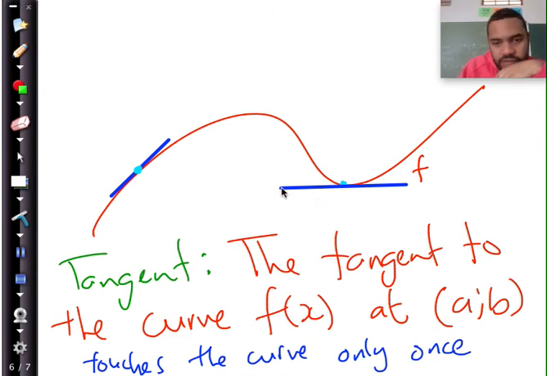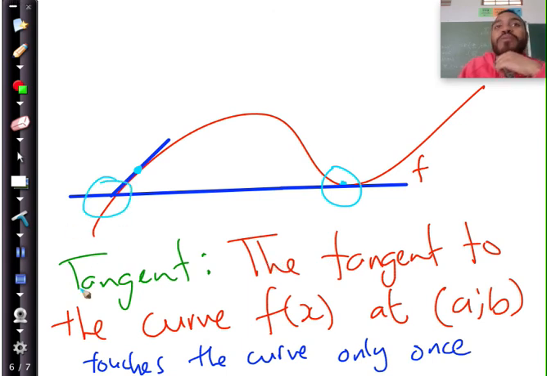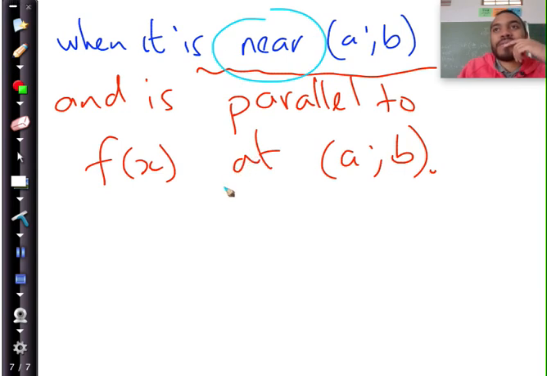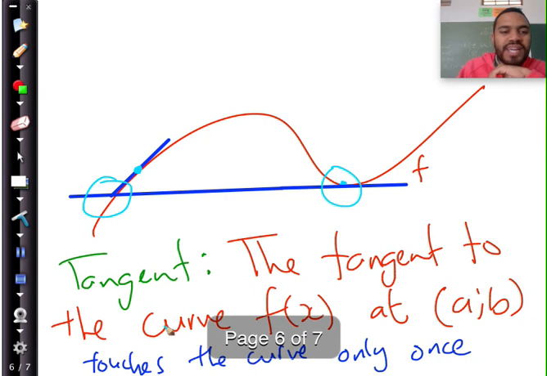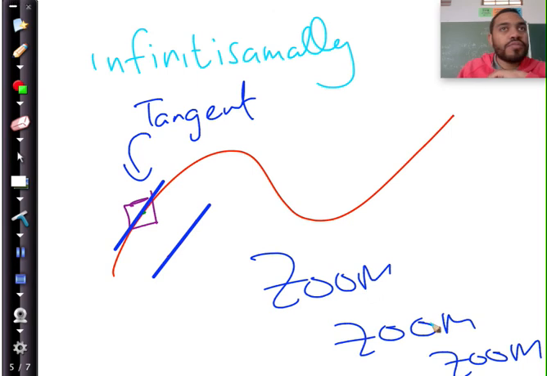Now I've got another question for you. What if I extend this line? How many times does it touch the curve? Twice. Is it still a tangent? No. Yes, but it's a tangent to this point over here. It's not a tangent for that point. But it's a tangent for definitely this point. Now, do you see where the definition of near comes in? Because the tangent is defined at a specific point. Okay, righto. So we're going to come back to this. So that gives you the definition of the tangent using the concept of zoom, zoom, zoom.